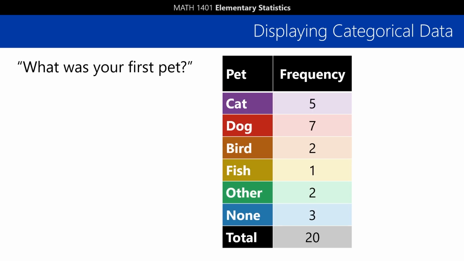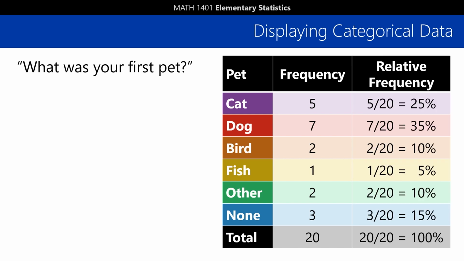Another thing we could do is total the number of responses. In this case, there are 20 responses, one for each student. Then, if we divide each frequency by that total, we get what's called the relative frequency. That is, the proportion made up by each response, which we can represent as a fraction, a decimal, or a percent.